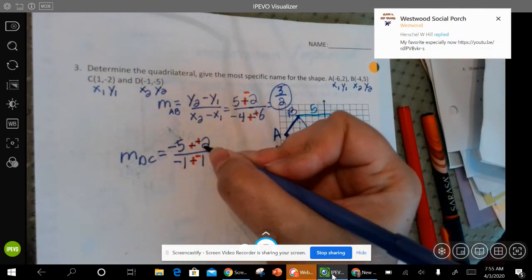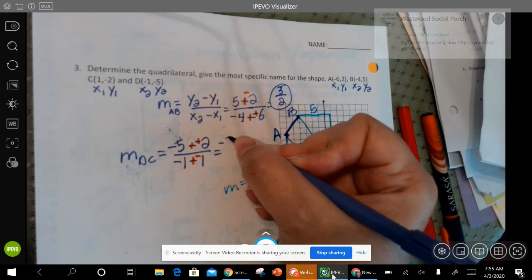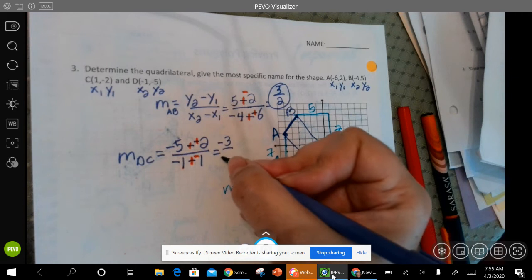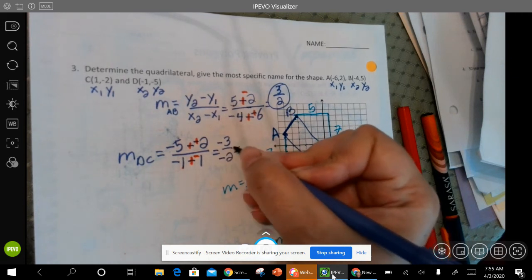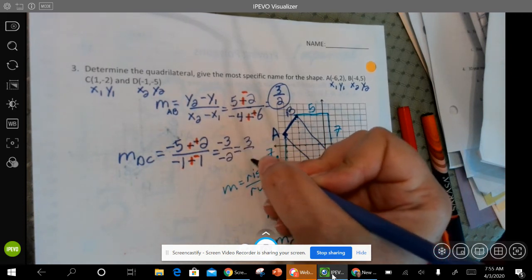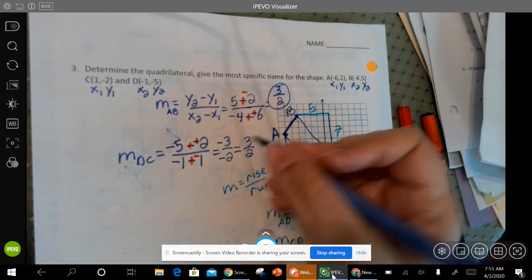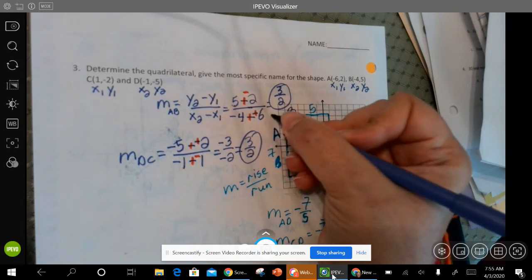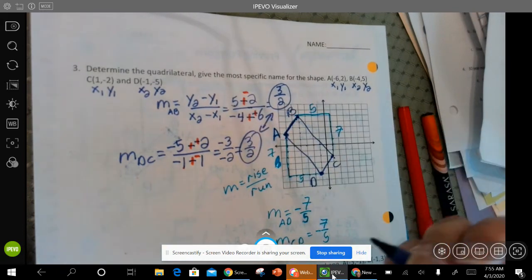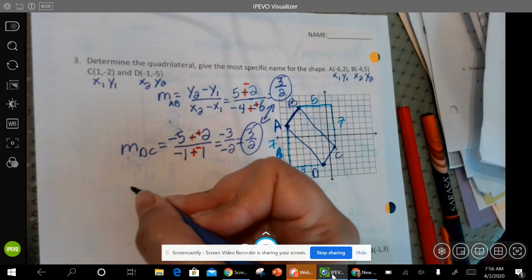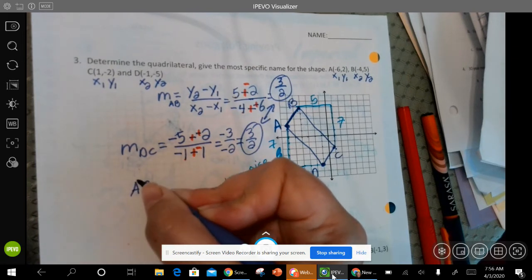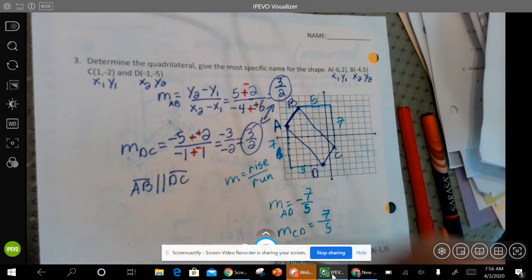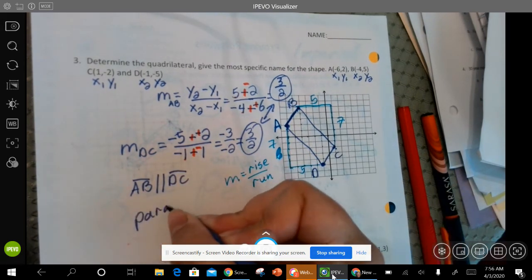So now it's going to be -5 plus 2, which is -3. And then -1 plus -1 is -2. Negative divided by negative is going to be positive, so it's 3/2. The slopes are congruent. Okay, so notice the slopes, these slopes are the same. So that means that the side AB is parallel to the side DC. So it is a parallelogram.